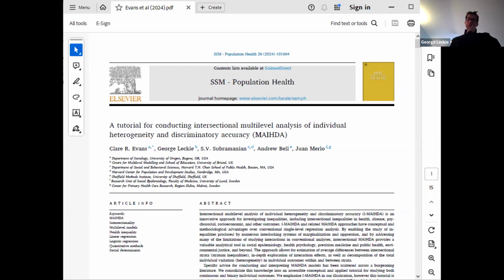That was a 2018 paper, that's the original reference, if you like. But if you want to learn more about MAIHDA, then this tutorial article, which Claire, myself, Subramanian, Andy Bell and Juan Merlo were all co-authors on, provides a very nice tutorial paper with R scripts and Stata scripts and data sets and so on.